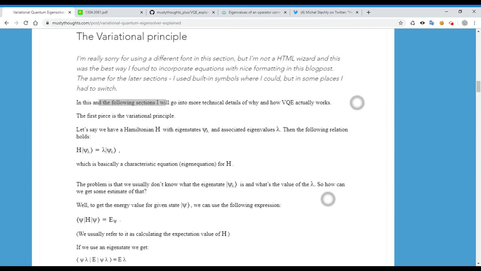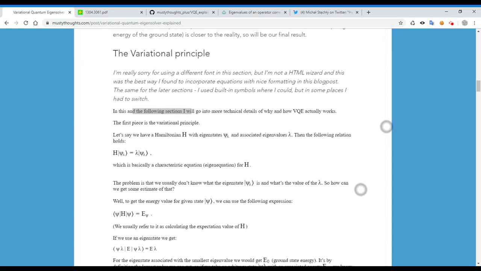I'm really sorry for using a different font in this section, but I'm not an HTML wizard, and this was the best way I found to incorporate equations with nice formatting in this blog post. The same for the later sections. I used built-in symbols where I could, but in some places I had to switch. Don't apologize, man. All good.